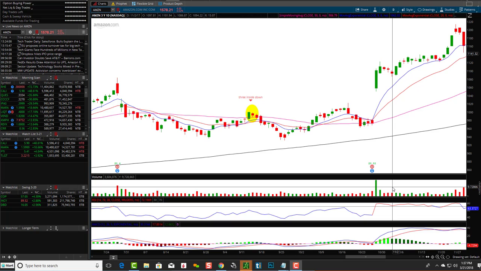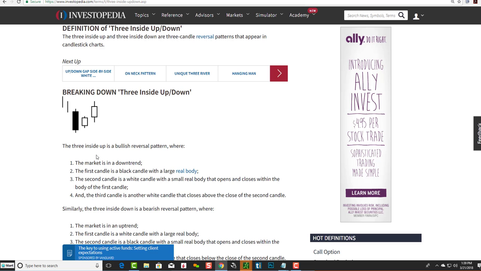Wanted to make this video on the 3 inside down candlestick pattern, with real-world examples. So this one right here is the bullish reversal pattern. That's for the 3 inside up. You'll see a bearish candlestick down, followed by a smaller-bodied green candlestick within the red candlestick, and the third confirmation candlestick closes above the second one. That's the 3 inside up.